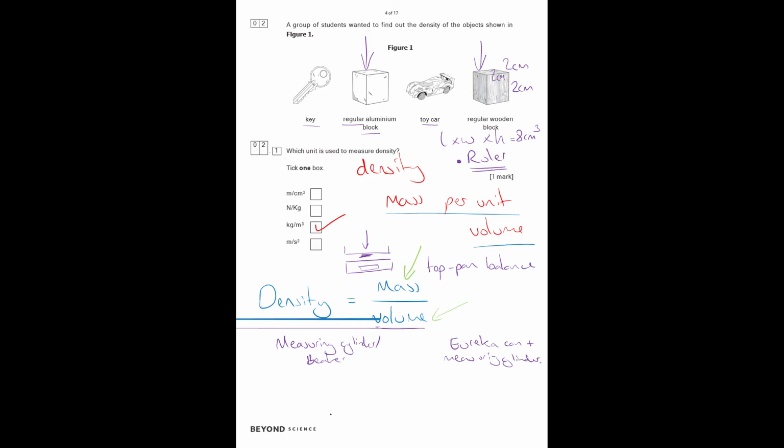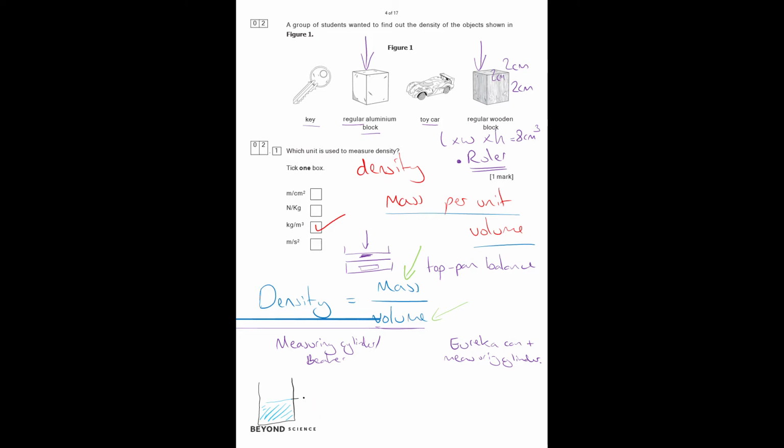Okay, so let's have a look at how this works first of all for the measuring cylinder or beaker. I've got a key or a toy car and I'm looking to find out its volume. What I'm going to do is get my measuring cylinder and fill it up with water, like so. Not all the way, just to a certain point. Then I'm going to read the level on the side.